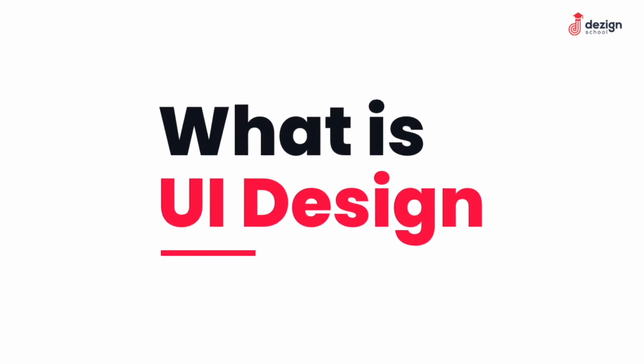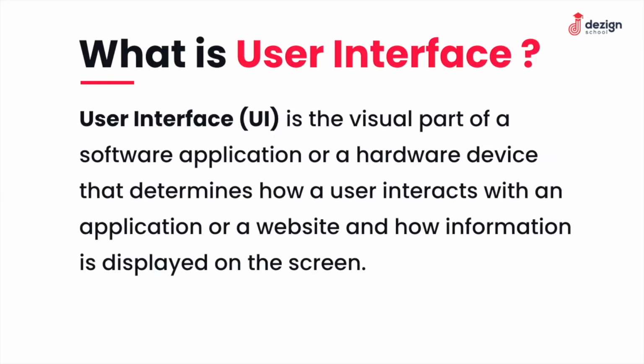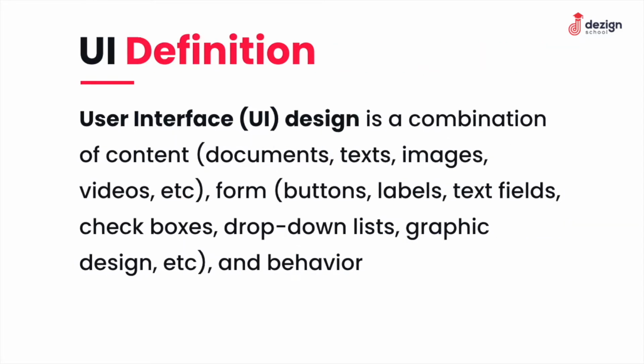What is UI design? UI design is user interface. User interface is the visual part of a software application or a hardware device that determines how a user interacts with an application or a website and how information is displayed on the screen. User interface is the visual part of any software application or a hardware device through which the user interacts with the product. This is another definition of UI design.